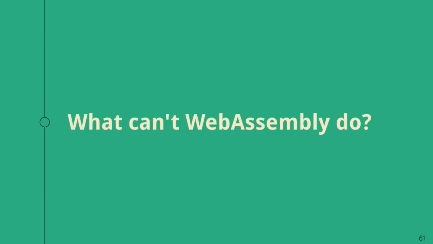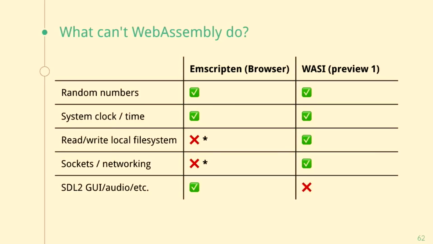So where are we at the moment? What can't WebAssembly do? Emscripten has a bunch of limitations, but WASI can read and write the local file system. It can do sockets and networking. I forgot to mention before, in Emscripten, you can kind of do sockets and networking, but it needs a proxy server that it opens a WebSocket to, and then the proxy server is actually handling all the network stuff. I've not managed to get this to work, even with an example for myself. I sort of managed to get it to work a little bit, but not really.